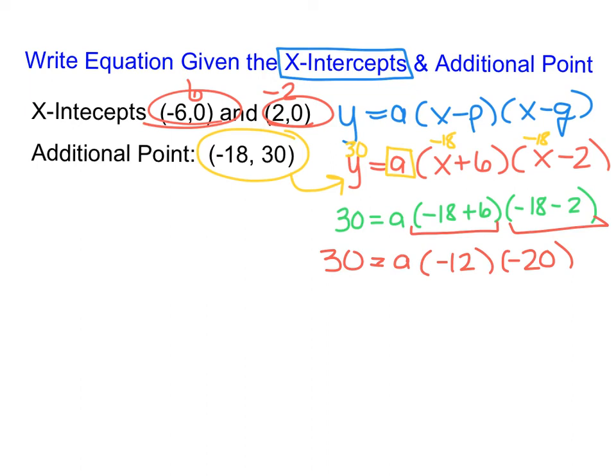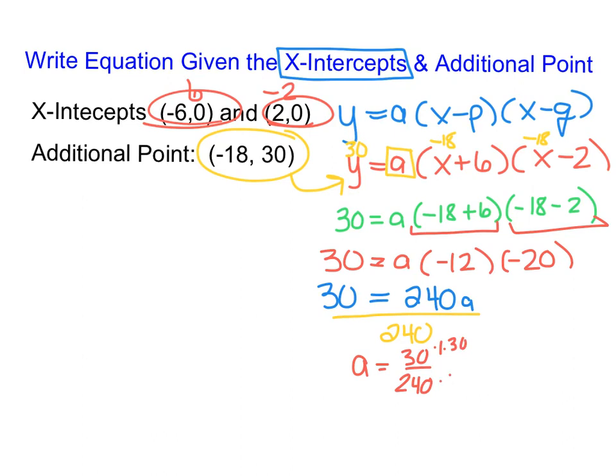Okay. Then from here, we need to multiply negative 12 and negative 20. Well, negative 12 and negative 20 become 240, so I have 240a here and a 30 over here. We then need to get a alone, so we divide each side by 240. So we end up with an a value that's equal to 30 over 240, but I know both of those are divisible by 30. So if I divide them both by 30, I end up with an a value that's equal to 1/8.